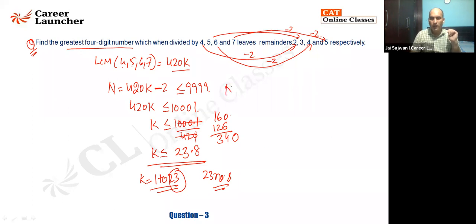So my number will come out to be 420 into 23 minus 2. So 0, 23 2s are 46. 23 4s are 92 plus 4 is 96. Minus 2 is 9658. That's your answer. Good, Sambhav Jain.